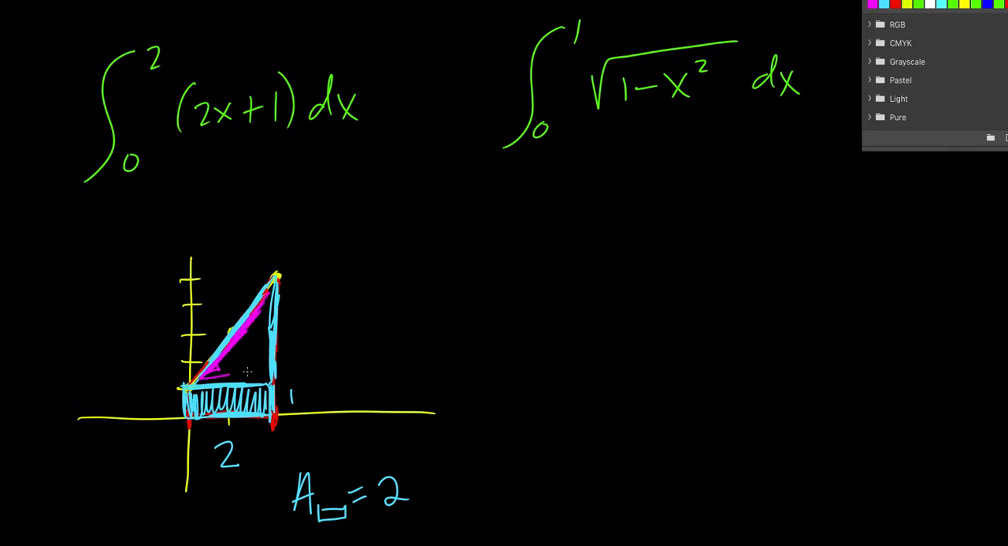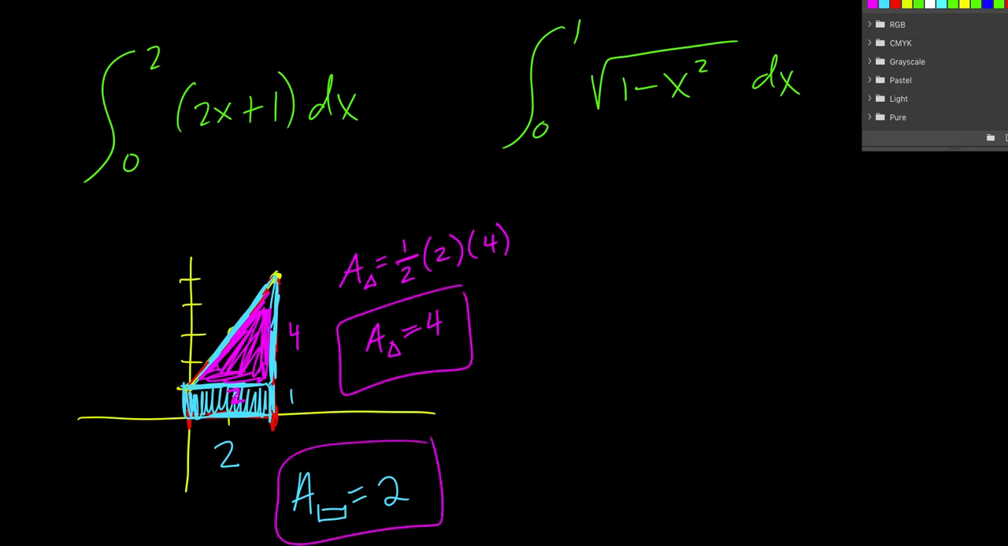Now the area of the triangle, well, the height is 1, 2, 3, 4, and the base is 2. So area of triangle is 1/2 base times height. The 2 and the 1/2 cancel because half of 2 is just 1, and so the area of the triangle is just 4. Okay, so we have these two pieces, so the area of the entire thing is 4 plus 2, or just 6.